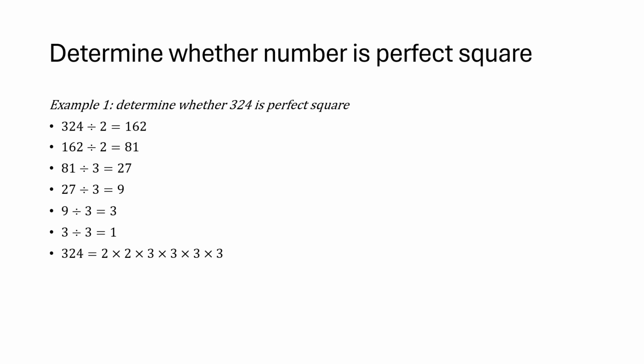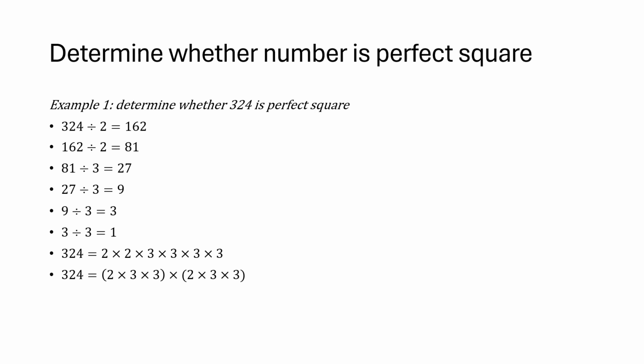So we can say that 324 is a product of 2 times 2 times 3 times 3 times 3 times 3. So there are four 3s over there, and also two 2s. For this number, we can regroup it into two equal numbers, because when we want to find a perfect square, we have to express the number as a multiple of two equal numbers.